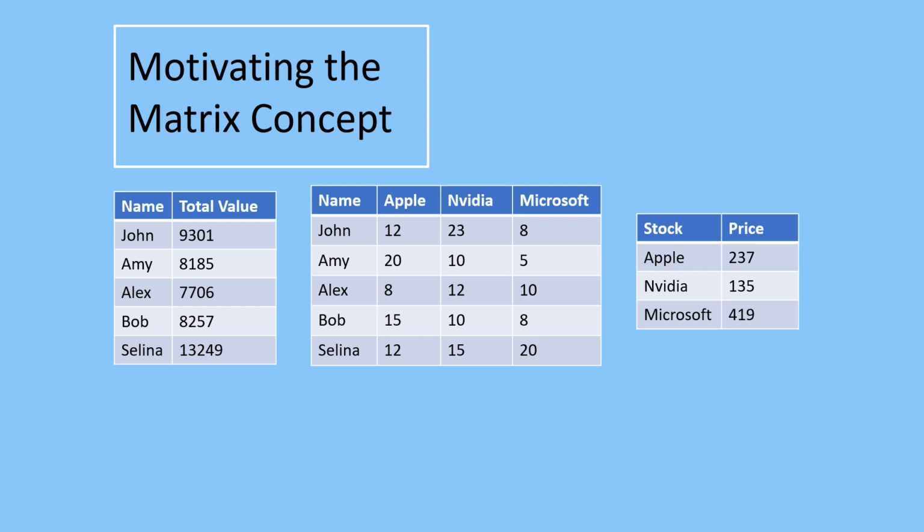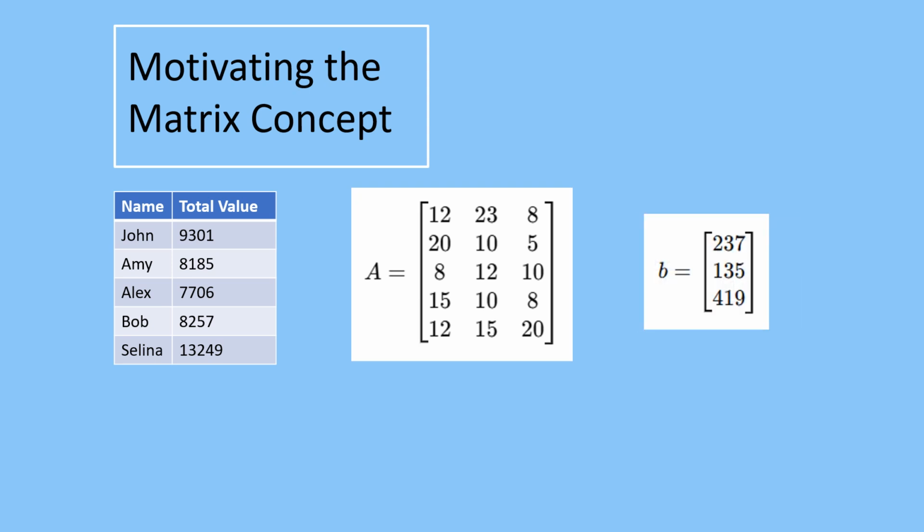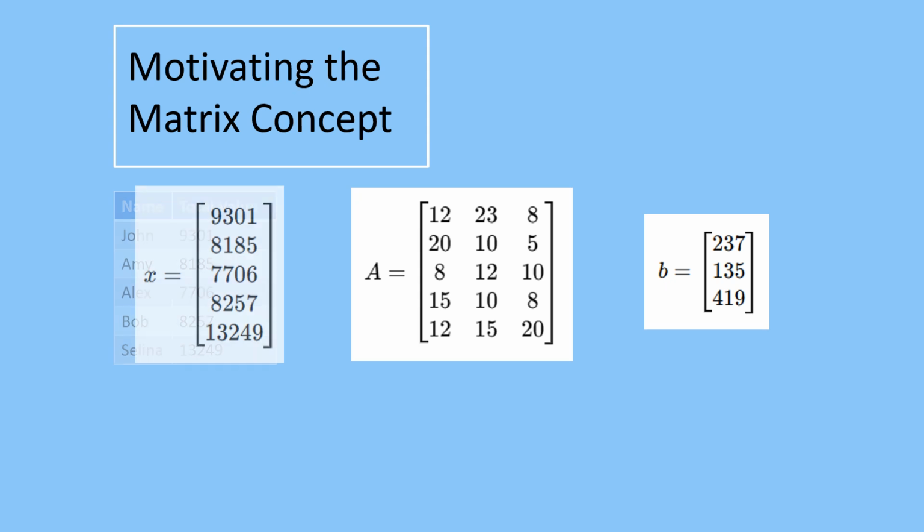Here is where this concept of matrices and vectors comes into play. The table of shareholdings can be represented as a matrix, where each row corresponds to a person and each column corresponds to a company. The stock prices can be represented as a vector. When we multiply the matrix by the price vector, we calculate the total stock value for each person. This result is another vector, representing the total values for John, Amy, Alex, Bob, and Selena. Mathematically, this operation is represented as x equals A multiplied by B. Here, A is the matrix of shareholdings, B is the vector of stock prices, and x is the resulting vector of total stock values.